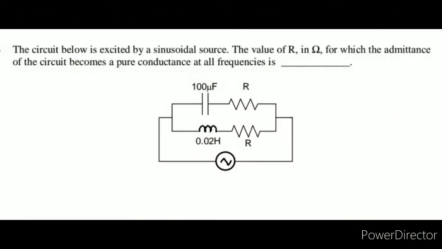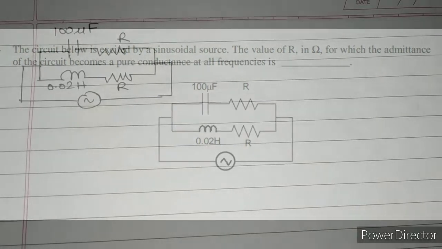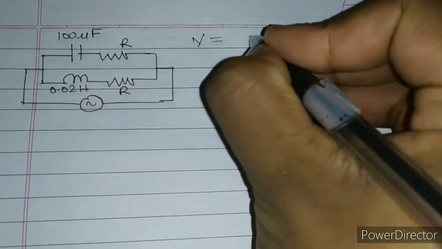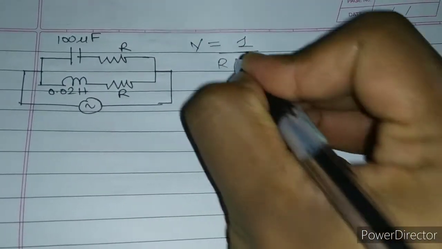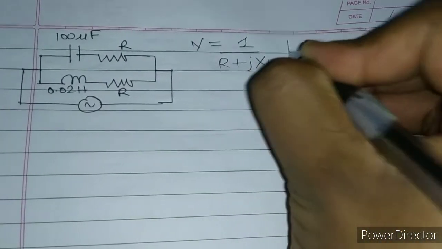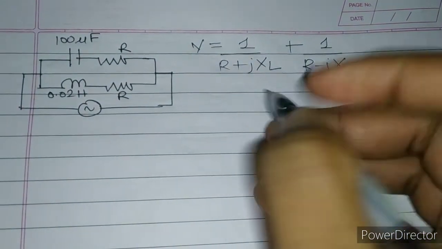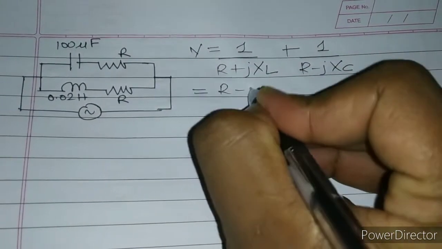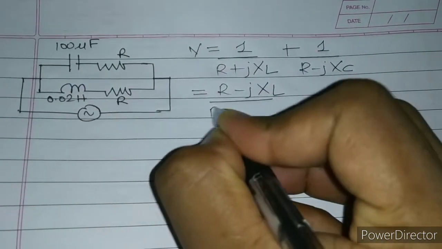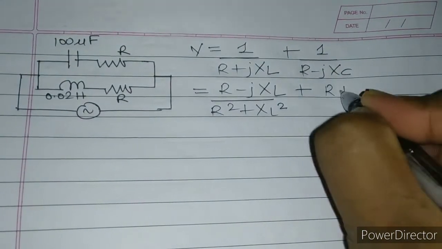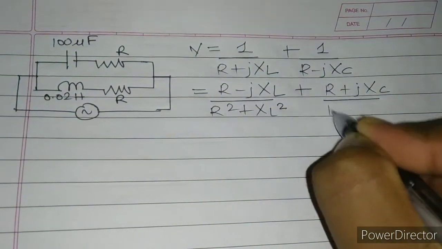In this question, we have to find out the value of R, for which the admittance will become a pure conductance. The admittance of the circuit Y is equal to 1 upon R plus jXL plus 1 upon R minus jXC is equal to R minus jXL upon R square plus XL square on rationalizing, plus R plus jXC upon R square plus XC square.